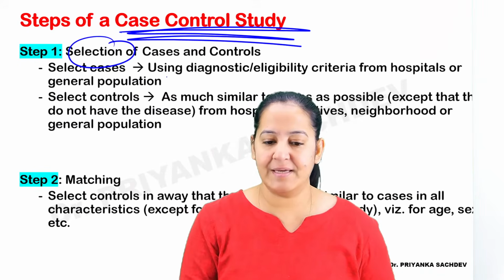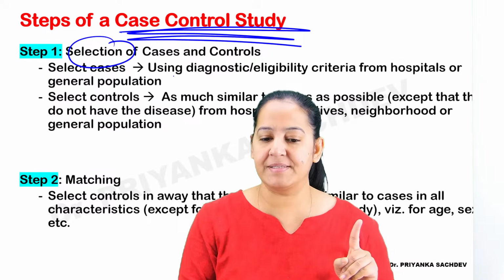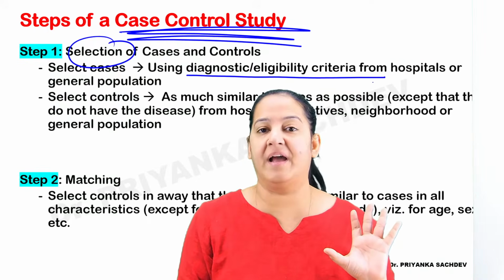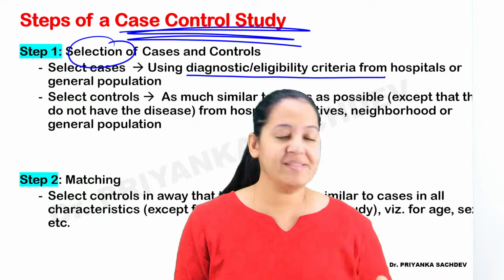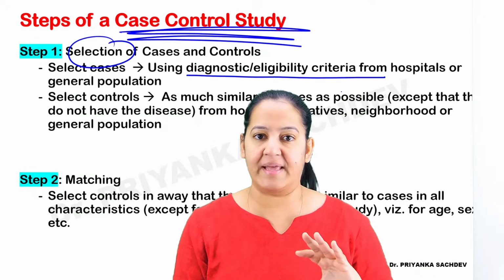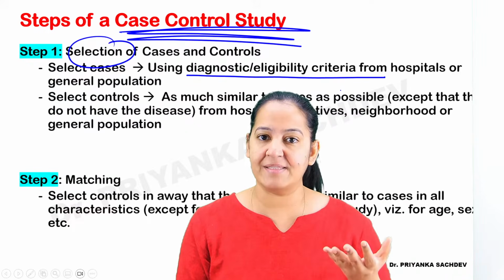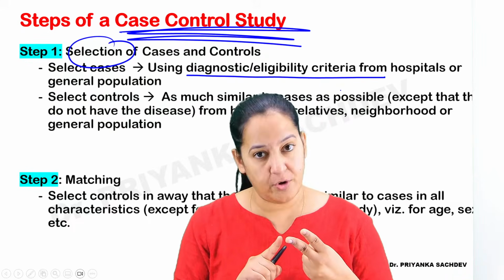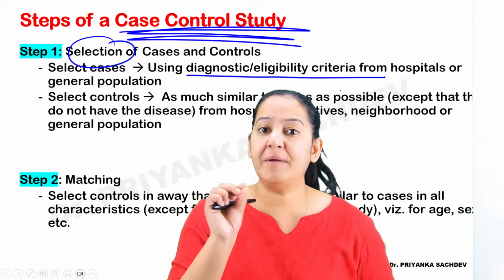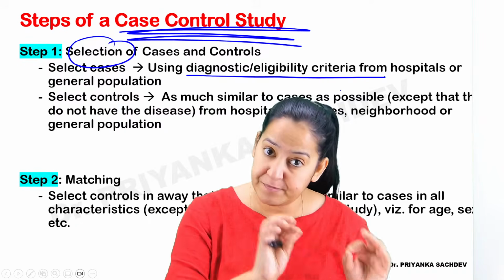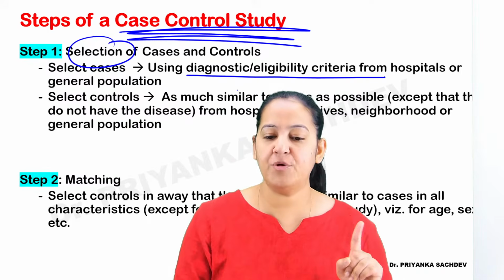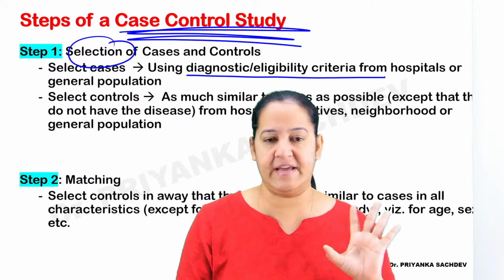So who's the case? I told you, case is any person in which the disease is present. So there should be a diagnostic criteria to whom you will call the disease. For example, my hypothesis is smoking leads to lung cancer. So if some person has lung cancer, what is my criteria? Is it biopsy proven? Is it there on the CT scan or some imaging? So there should be a criteria that this person having biopsy proven lung cancer, then only I will include it in my study. So there should be eligibility criteria, whatever is the diagnostic criteria.